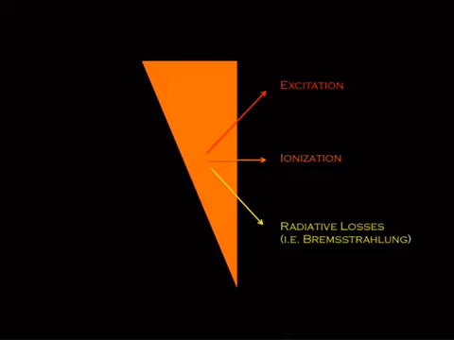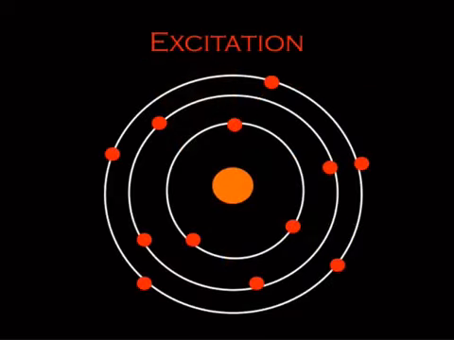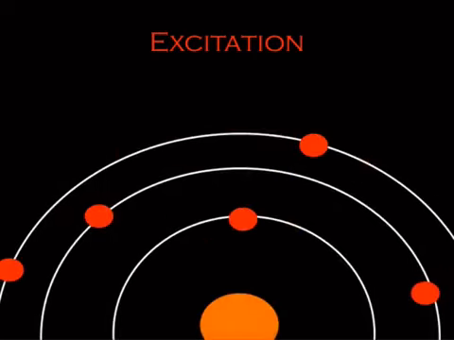So the first one on the hit list is excitation. So here's another Bohr model of the atom. Let's take a closer look. And now we are going to see a situation where you've got energy coming in, striking an electron. It doesn't have enough energy to actually escape completely.